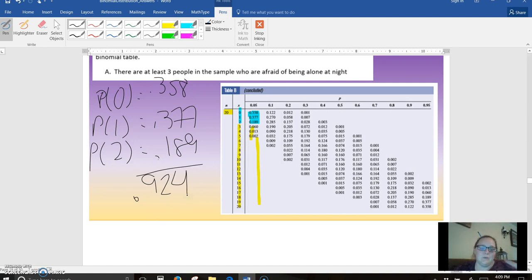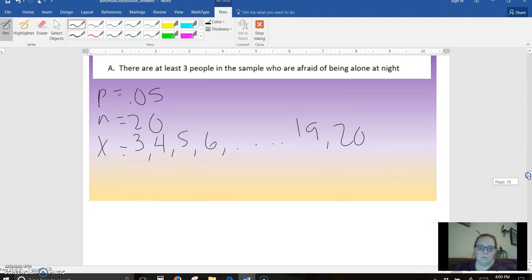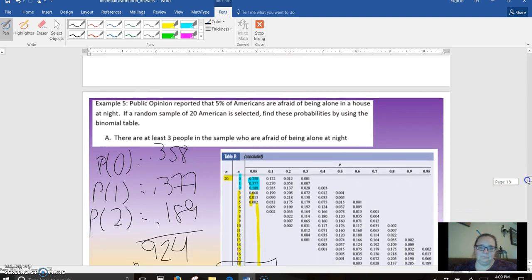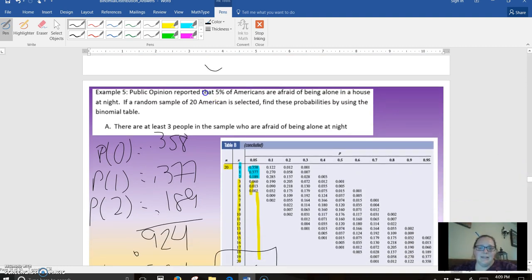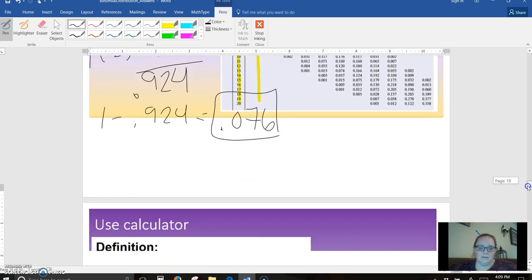And so this is at least 3 people, and what I found right now was less than 3. And so I need to do the complement. 1 minus 0.924. And so I get 0.076. And that's my answer. So at least 3 people who are afraid of being alone at night is 7.6%. And the reason it's so tiny is because it's only 5% of Americans who are afraid.